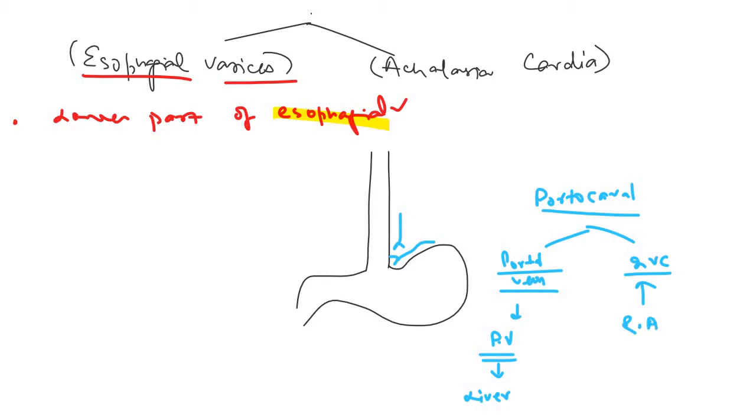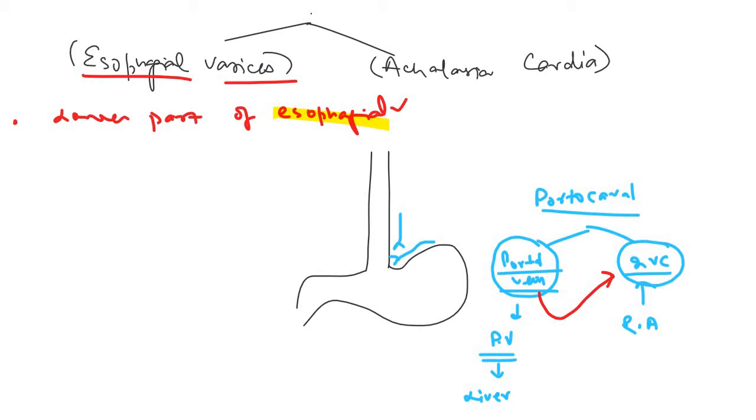Now at some sites there are anastomoses between the portal vein and the inferior vena cava, so that if for some reason the obstruction or the pressure inside the portal vein increases, the blood can flow into the inferior vena cava via these anastomoses.